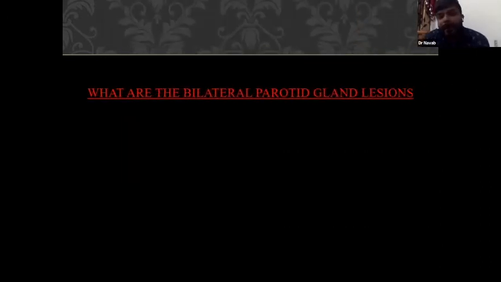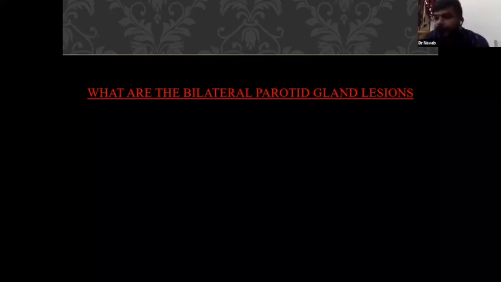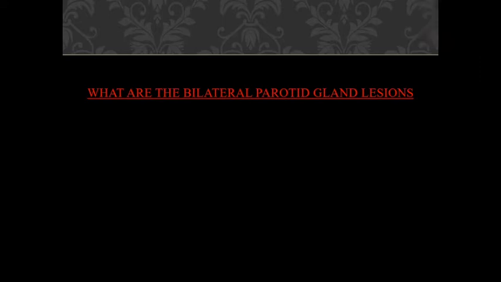What are the other bilateral parotid gland lesions? Bilateral Warthin's tumor. Then Sjogren syndrome can have bilateral involvement. Then other infiltrative conditions like sarcoidosis. You already mentioned there are some nodes and all, so what are the other possibilities? Lymphoma, very good. Then there is also nodal metastasis.